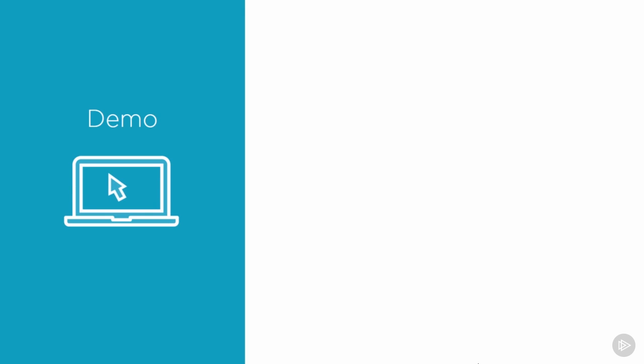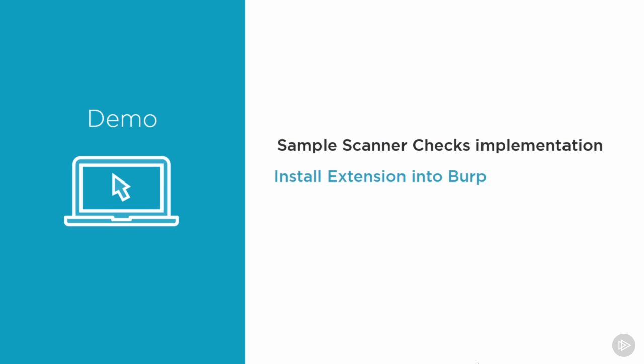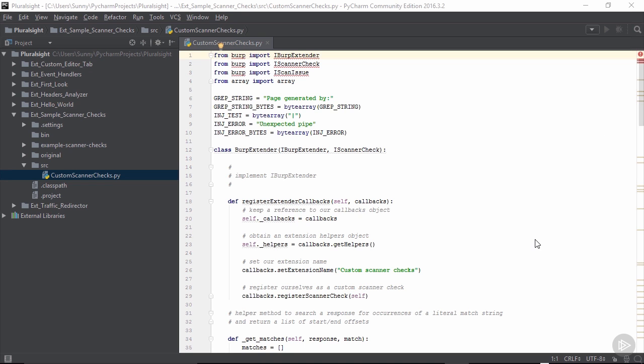Let's go ahead and take a look at this demo where we look at the implementation code for the sample scanner checks. We're going to install that extension into Burp, and then we're going to do a live demo of that. Now let's take a look at a plugin from the Portswigger community. This is Custom Scanner Checks.